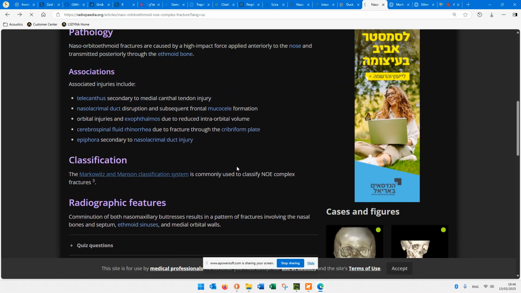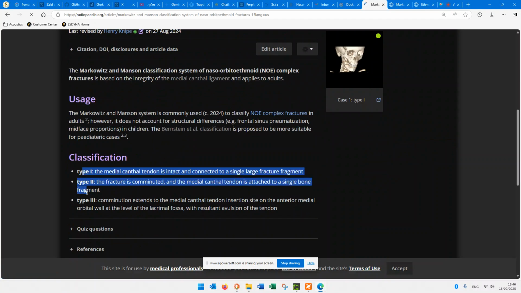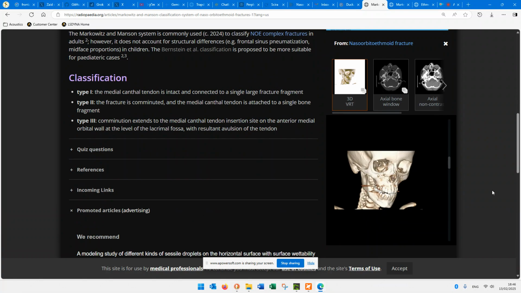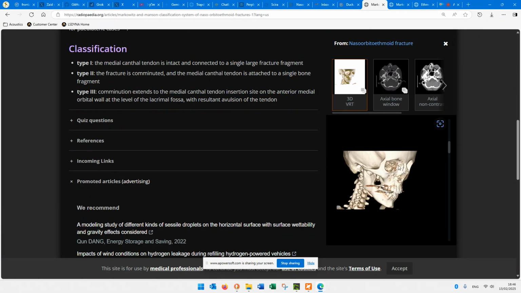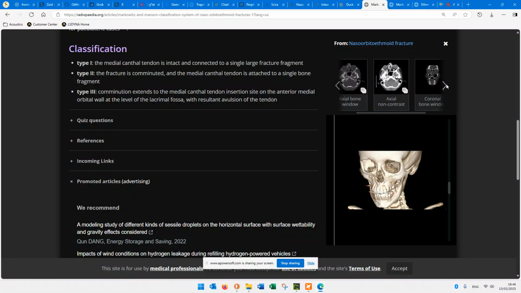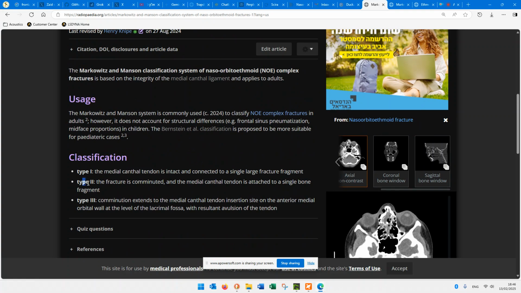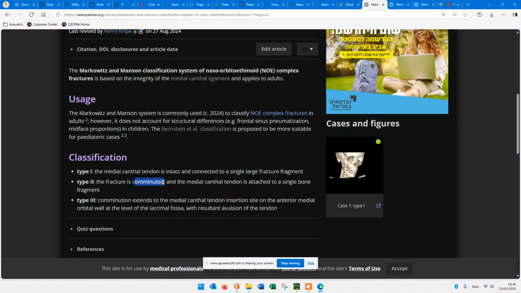So if we are looking at the classification system, we'll see again those three types. Medial canthal tendon is intact and connected to a single large fracture fragment. This is exactly what we see here. Big, large fracture segment. We can see here, of course, the tendon, but the tendon should be attached. And the second type is comminuted, but the medial canthal tendon is attached.